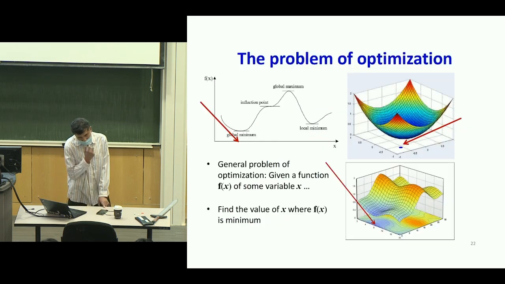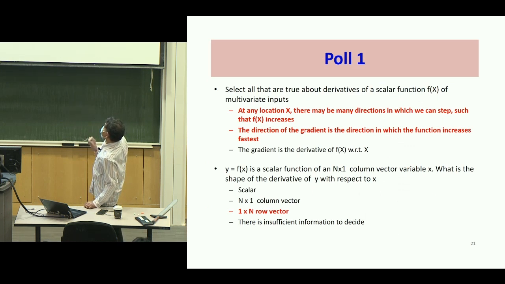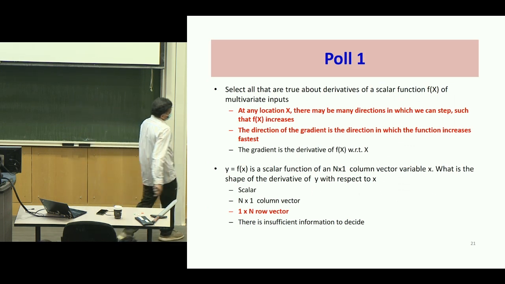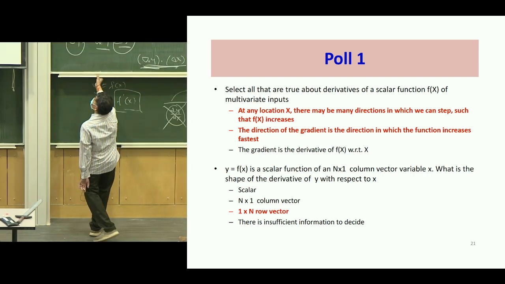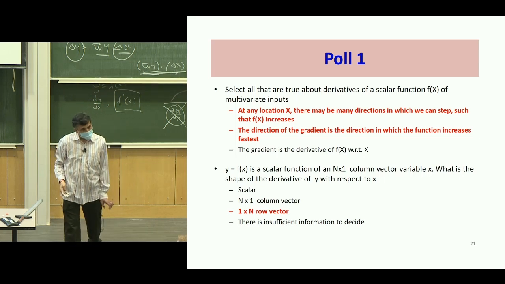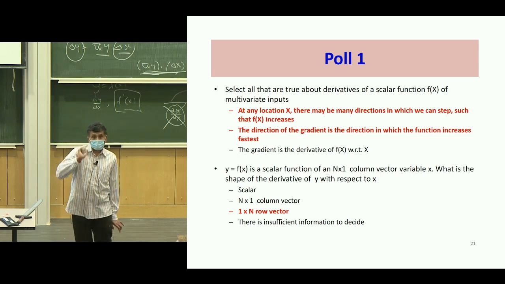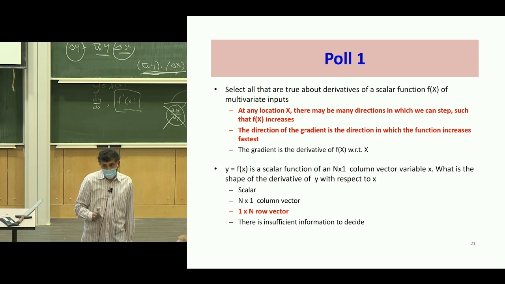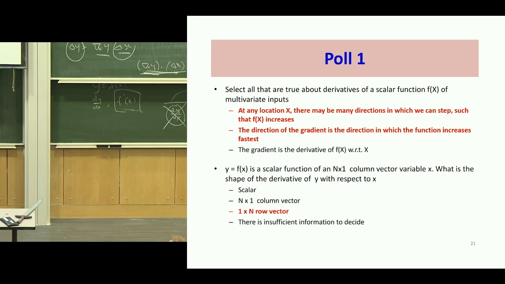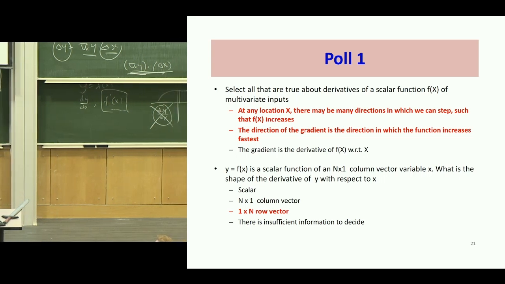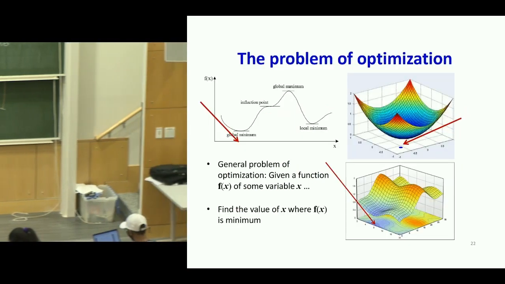Okay, guys, moving on. I think you know the answers to the questions at this point. Here it is. At any location x. Now, there isn't just one direction in which you can walk to increase the function, as you can see, when you have a multivariate function, like in the bowl, right? There are many directions in which you can walk to increase the function. There's one direction in which the function increases fastest. So the gradient is the direction of the fastest increase, but there are other directions in which you can walk where the function will also increase, right? And the derivative of a scalar with respect to a column vector is a row vector. We just saw this, right?